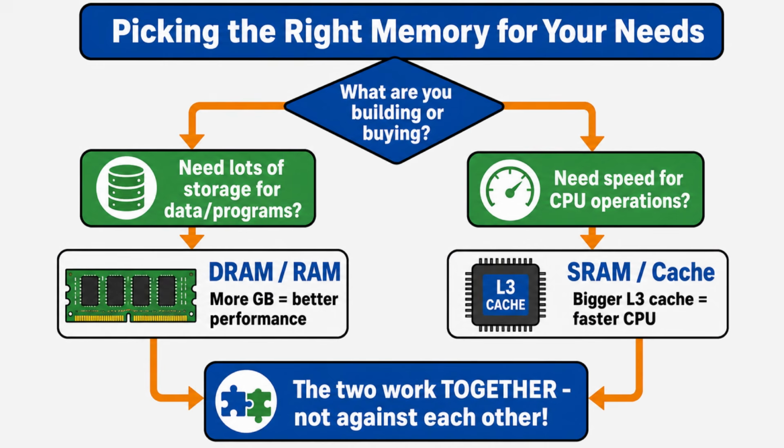So, which one should you care about? If you're building or buying a PC, more DRAM, more RAM, means your computer can handle more programs and larger files without slowing down. If you're comparing CPUs, a larger L3 cache, more SRAM, means the processor can keep more data close at hand and run faster on real workloads. Both specs matter, just for different reasons.